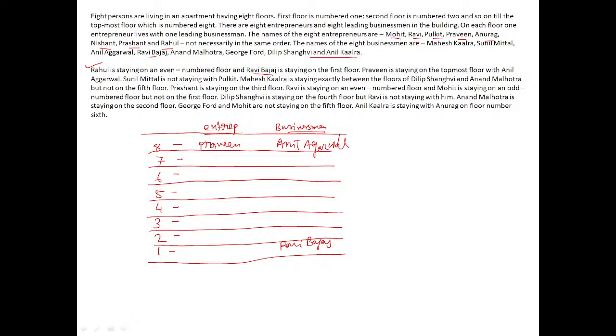Sunil Mittal is not staying with Pulkit. Let's leave it here, because a negative statement would not be very helpful while you are just starting a puzzle. Mahesh Kalra is staying exactly between the floors of Dilip Sanghvi and Anand Malhotra. No link at all for this moment, but not on the 5th floor. Leave it here. Prashant is staying on the 3rd floor. Ravi is staying on an even number floor and Mohit is staying on an odd number floor, but not on the 1st floor. Again, leave it here.